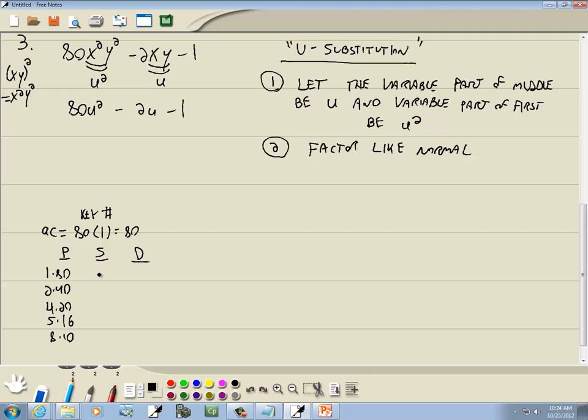The S column, we add these together. 1 plus 80 is 81. 2 plus 40 is 42. 4 plus 20 is 24. 5 plus 16 is 21. And 8 plus 10 is 18.